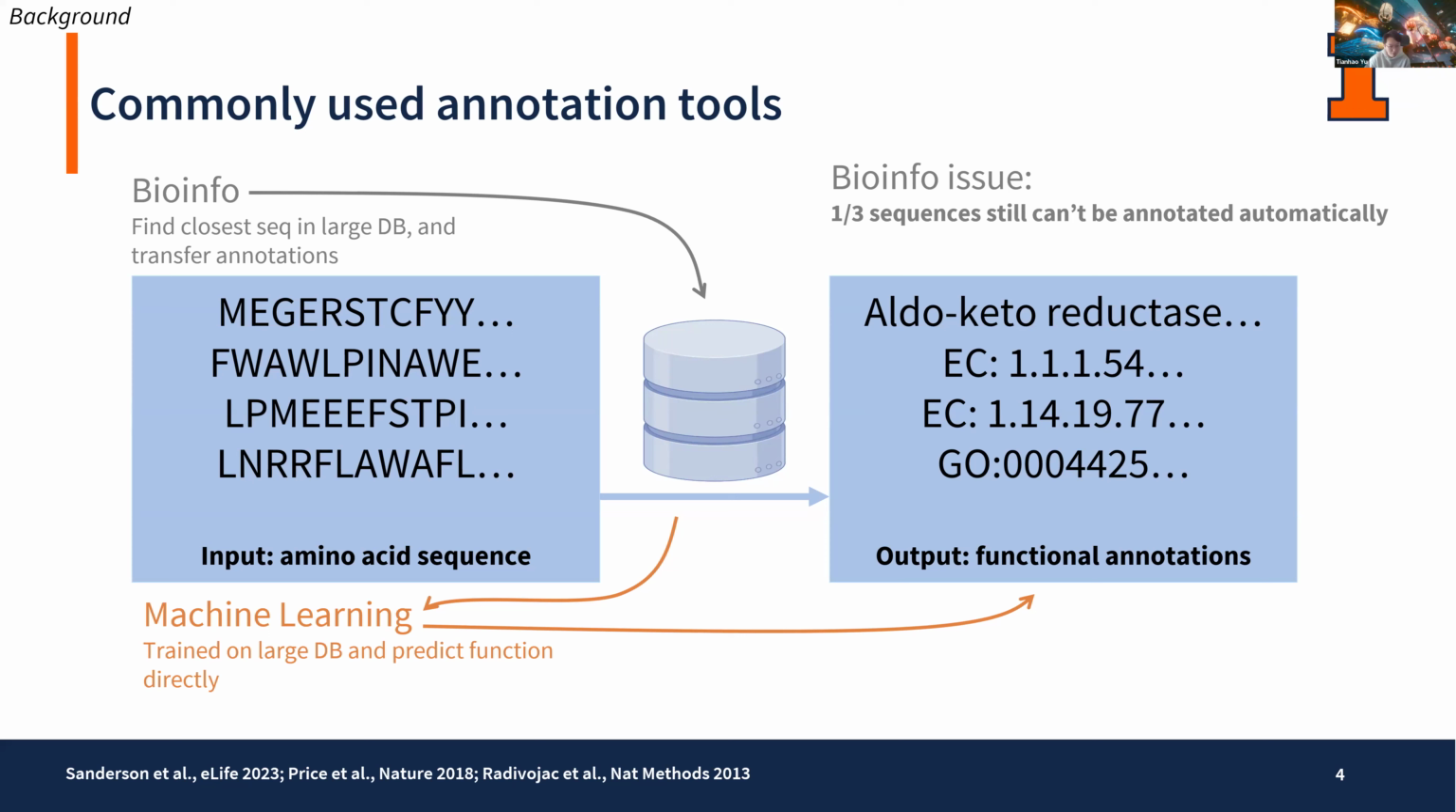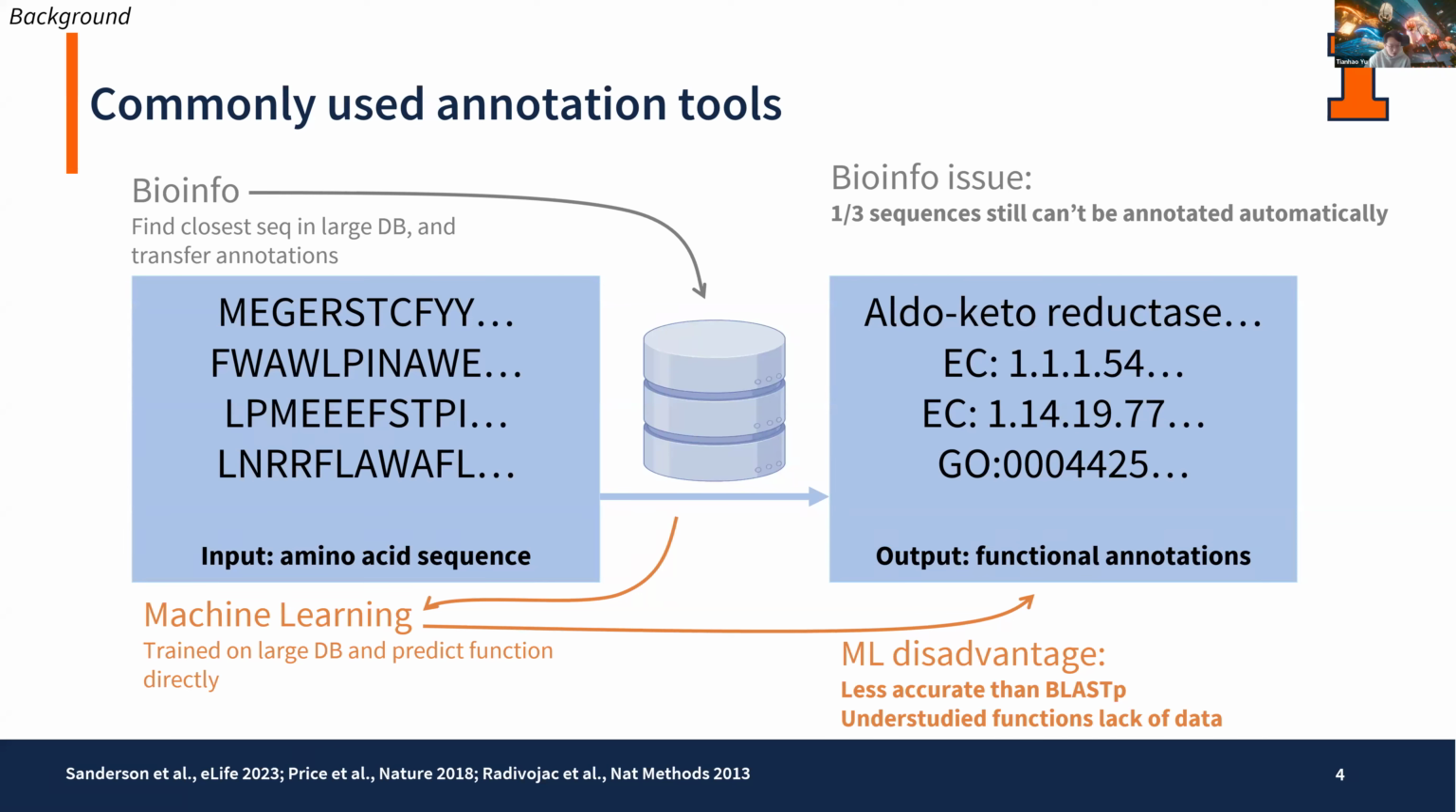The output of the function annotation can be in various formats. It could be just the name of the enzyme, for example, keto reductase. It tells you what reaction the enzyme can catalyze. It could be an EC number, which is a numerical scheme to classify enzyme functions. It could be gene ontology terms, and many different ways.